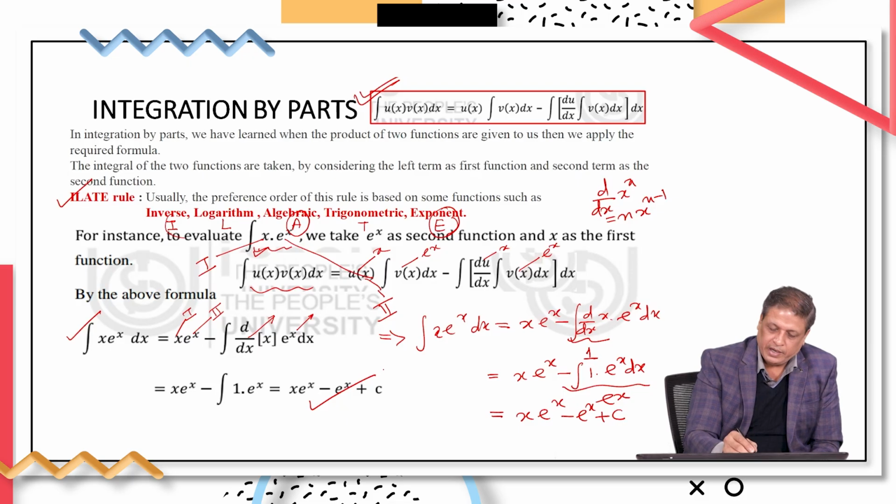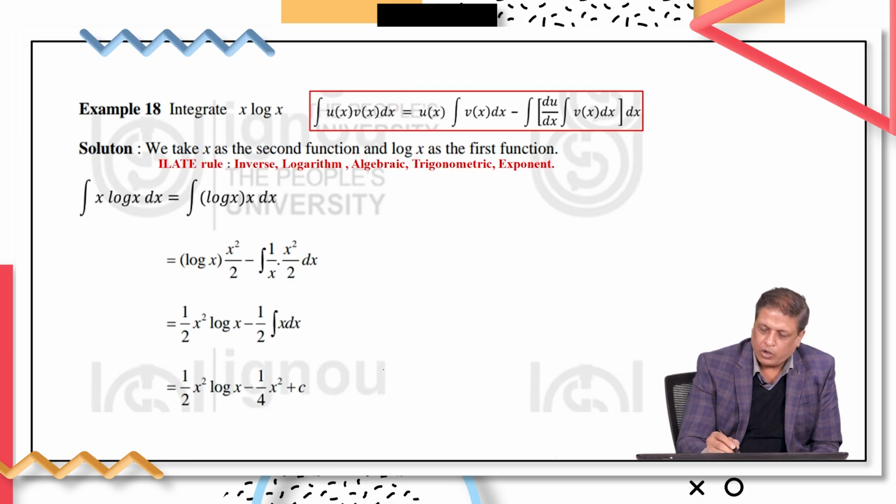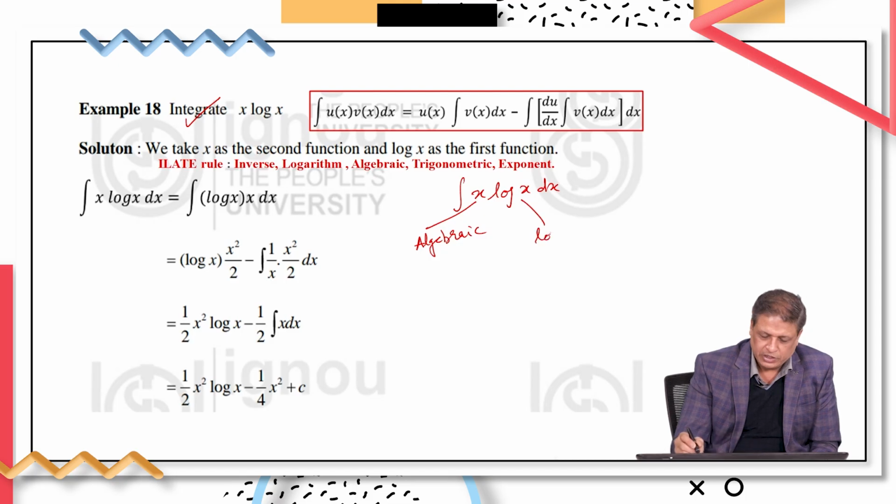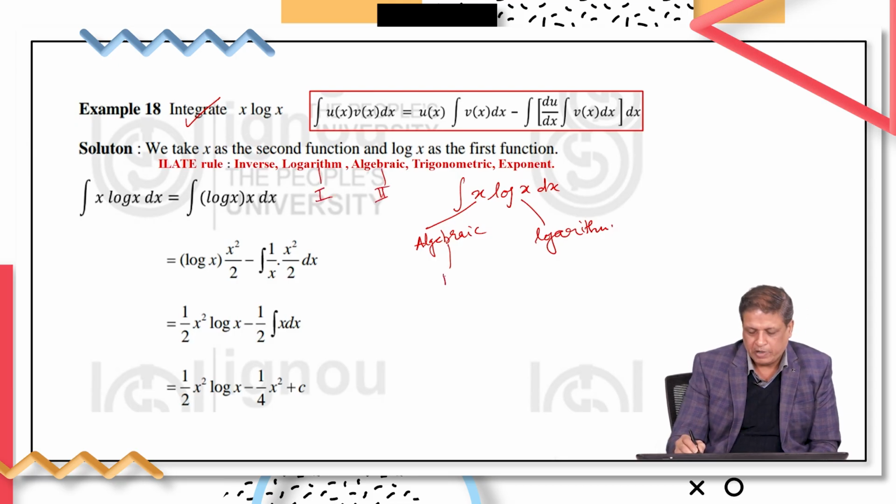So, you can write this as first function as it is, which is log x, into integral of second function. So, integral of x is x square by 2, minus integral of derivative of first function into integral of second function. This will be simplified to this expression by applying just the simple formulas, and you will find that it turns out to be 1 over 2 x square log x minus 1 by 4 x square plus c.